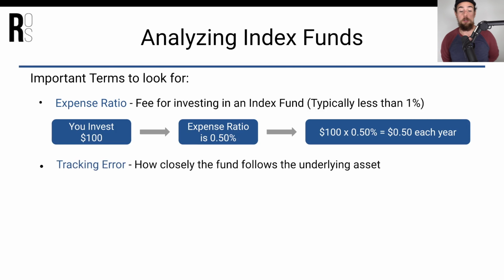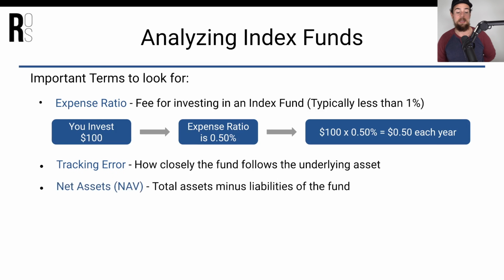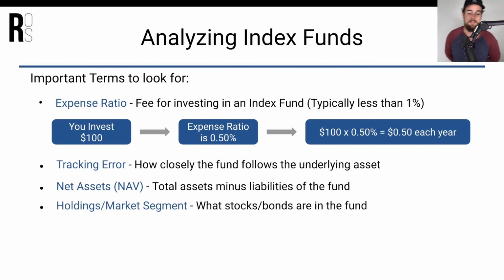The next thing we want to cover here is called the tracking error, and this is how closely the fund follows the underlying asset. The next thing to look at is NAV, or net asset value. This is total assets minus the liabilities of the fund. And then the next thing to look at is the holdings, or the market segment, which is basically going to answer the question, what stocks or bonds are in the fund, as well as why. So for example, if it's an index fund tracking semiconductors, you'd want to understand why these particular companies, like for example, maybe Advanced Micro Devices, are included in that portfolio.